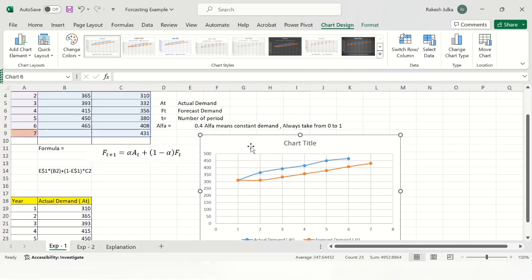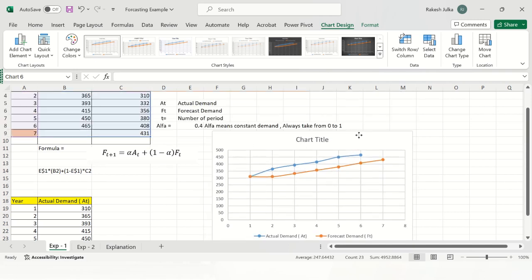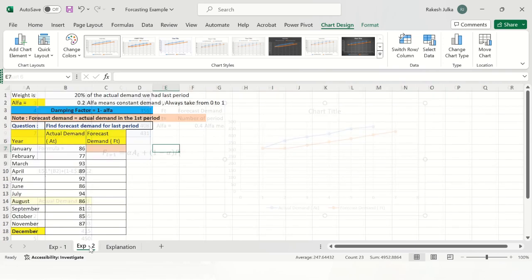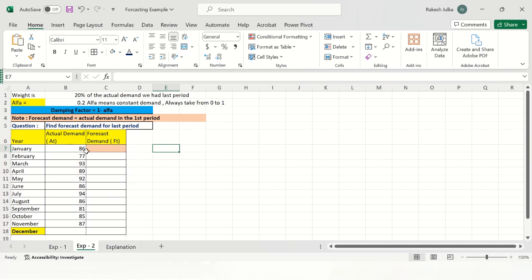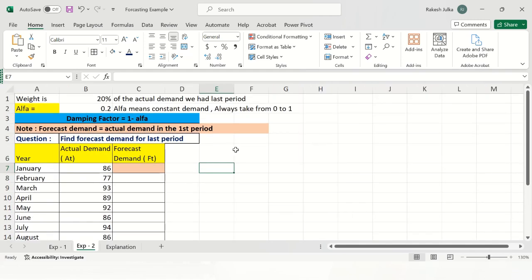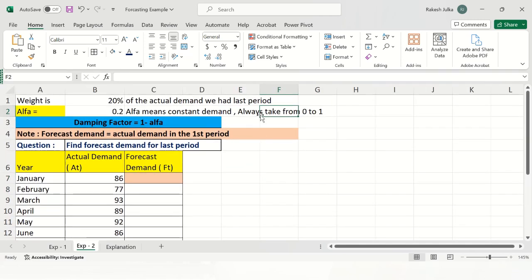And one more example that I can give you related to this. This is example number 2. I have put some data over here, and there is some demand for this. I'm just going to enlarge it a little bit to show you clearly. So what is the weight? The weight is just 20%. It means 20% of the weightage of the actual demand we had in the last period.